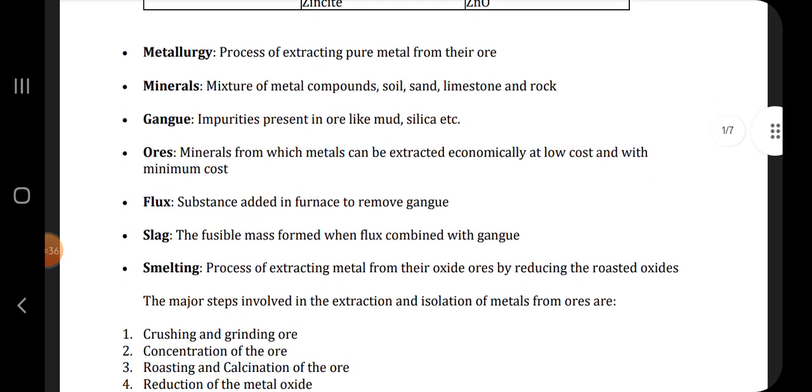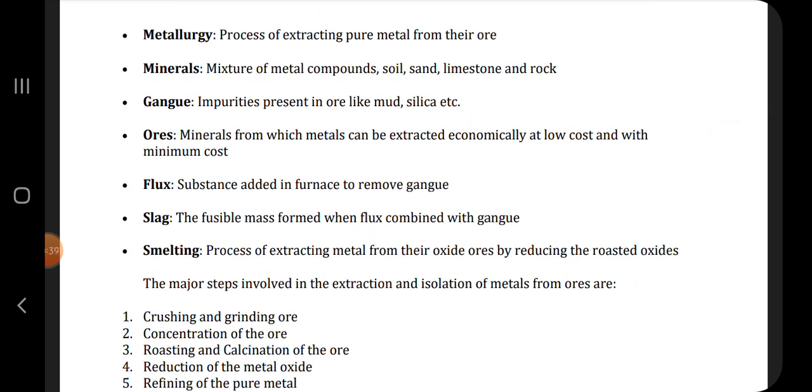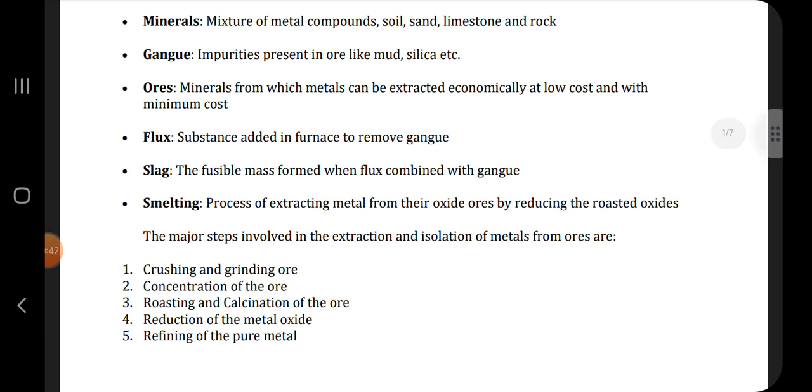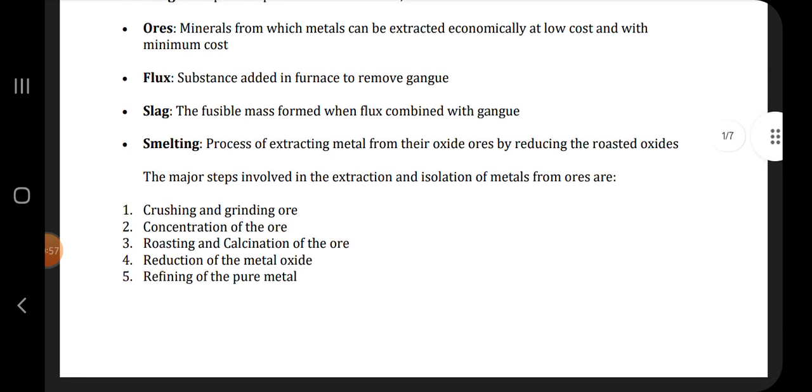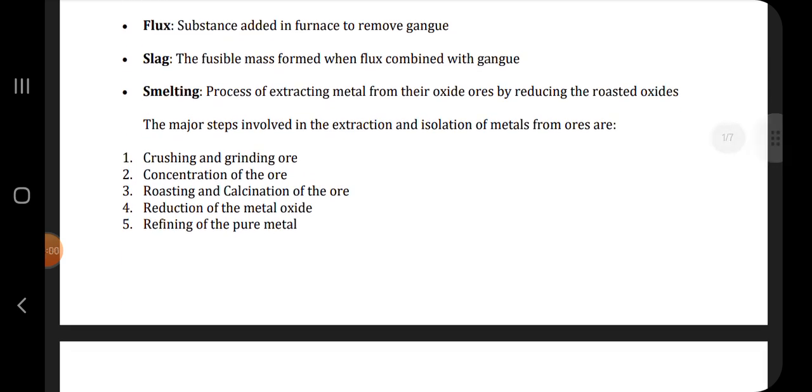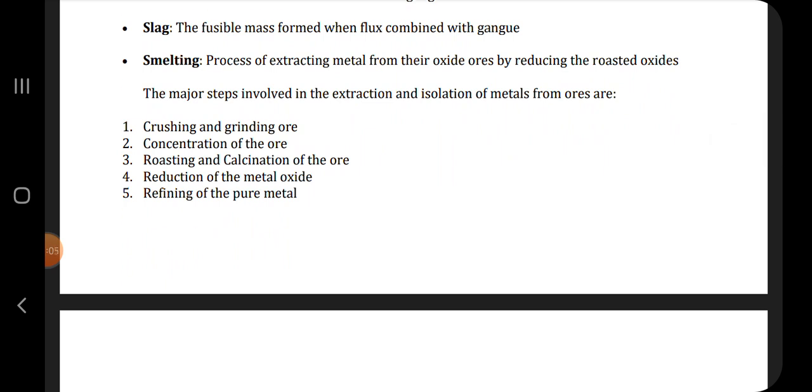Metallurgy is the process of extracting pure metal from its ore, and minerals are the mixture of metal compounds, soil, sand, limestone and rock. Gangue are the impurities present in the ore, like mud, silica, etc. And ores are the minerals from which metals can be extracted economically and with minimum cost. Flux is the substance added in the furnace to remove gangue. Slag is the fusible mass formed when flux combines with gangue. Smelting is the process of extracting metal from its oxide ores by reducing the roasted oxide.